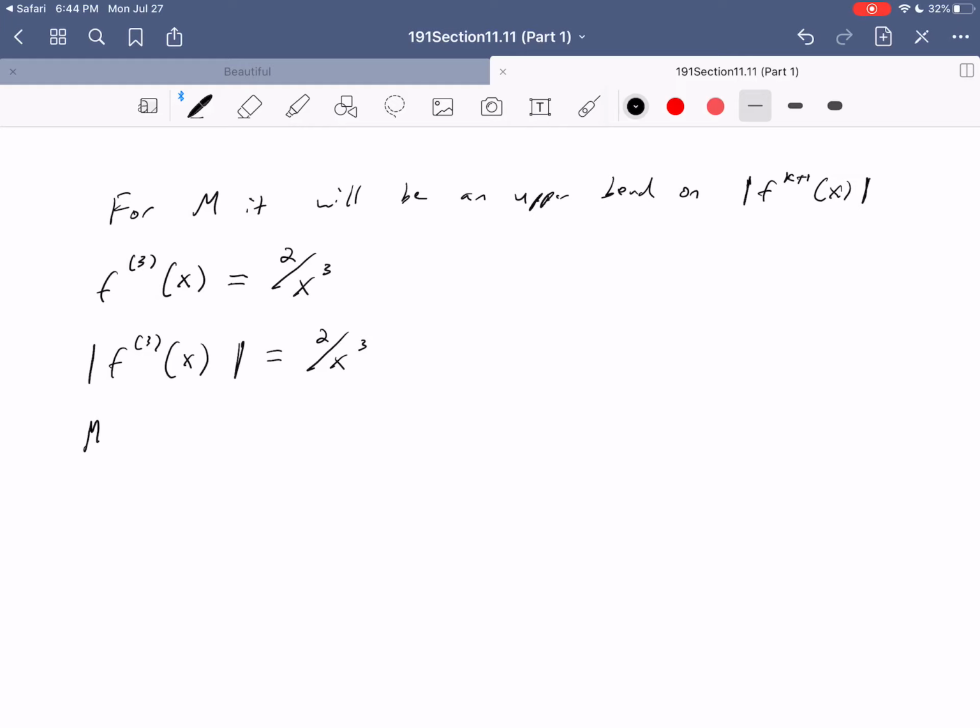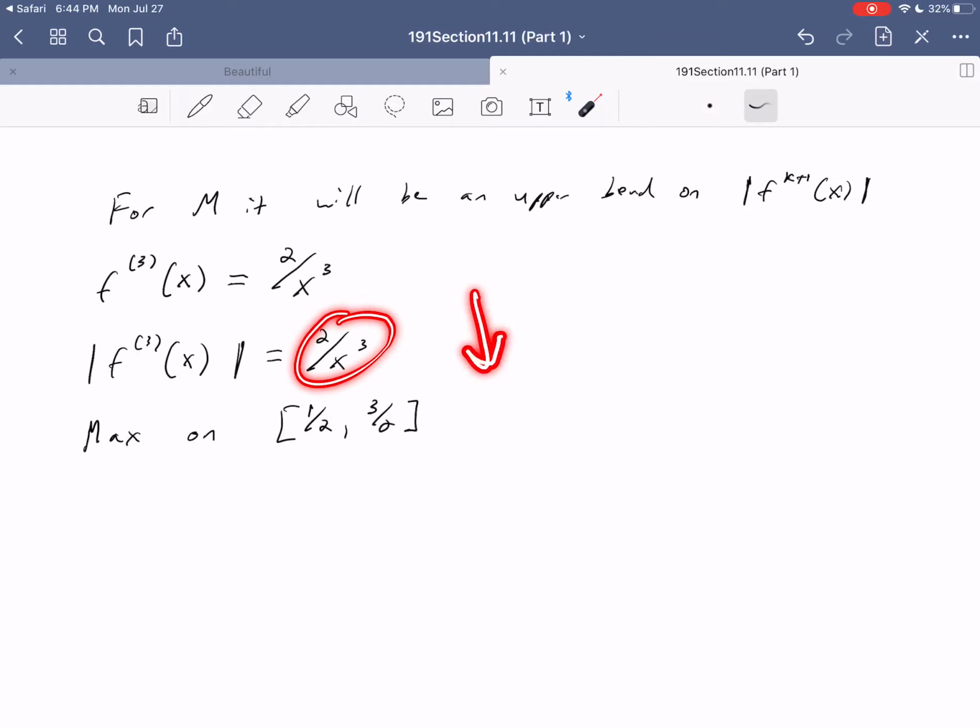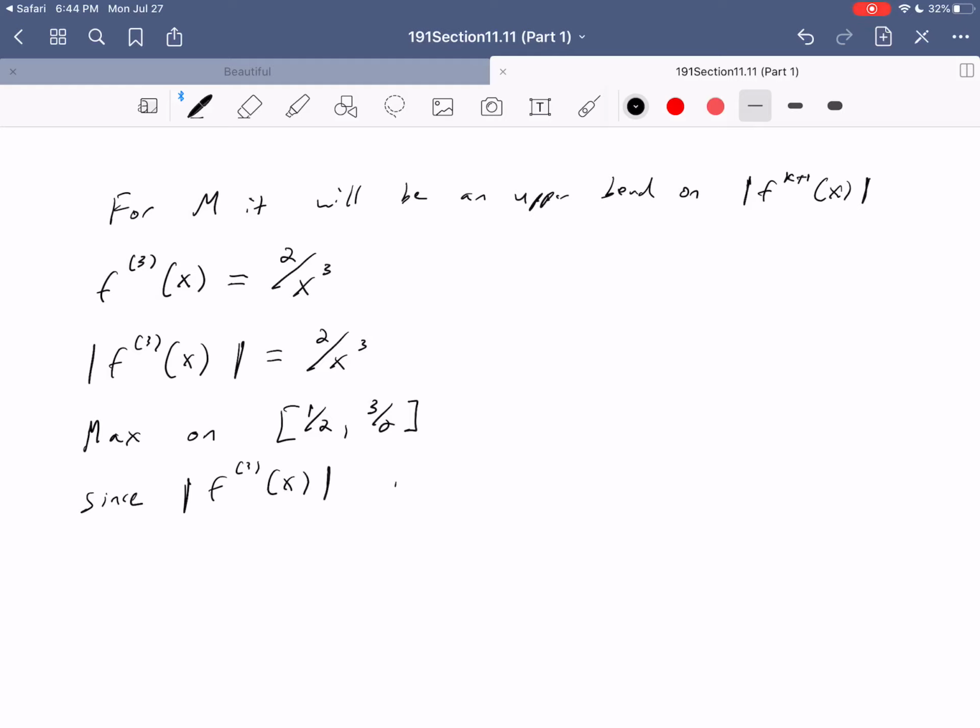So this max on 1/2 to 3/2, because that's the interval we're talking about. Well, this is a decreasing function, so the larger the x, the smaller this gets. So if we choose the smallest x value, this will be as large as possible. So since the absolute value of the third derivative is decreasing, use x equals 1/2. So we'll have M be the absolute value of the third derivative evaluated at 1/2, which looks like we'll get 2 over 1/2 cubed.